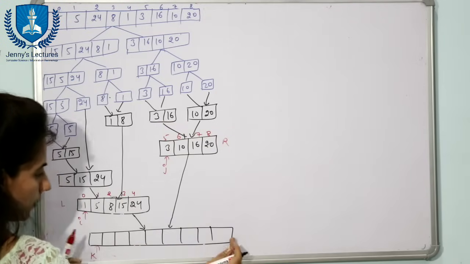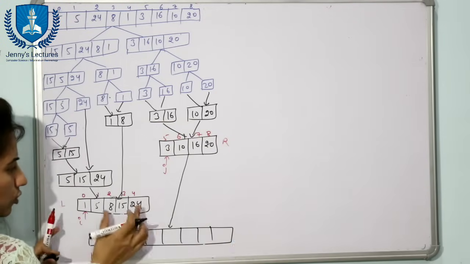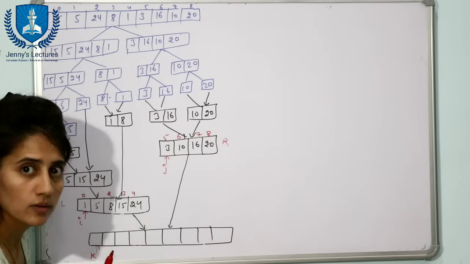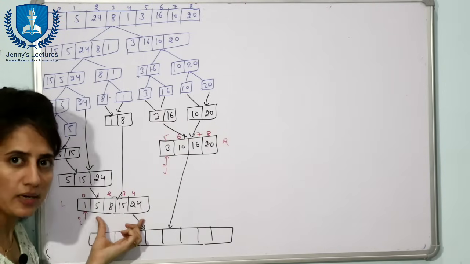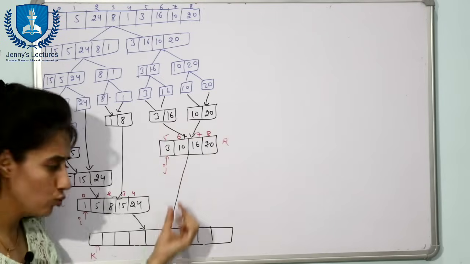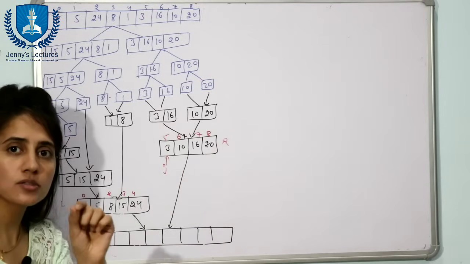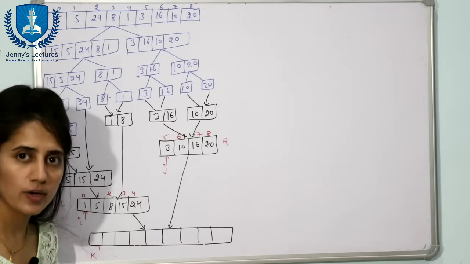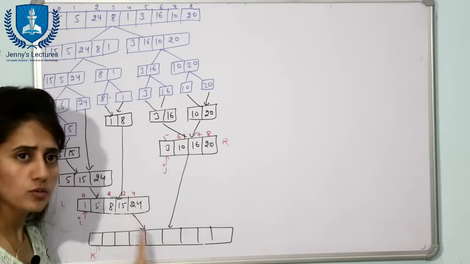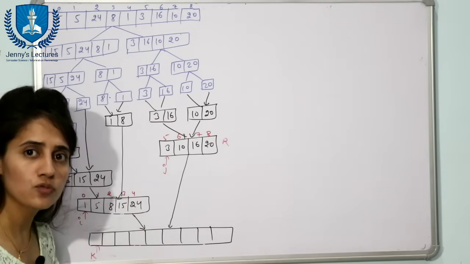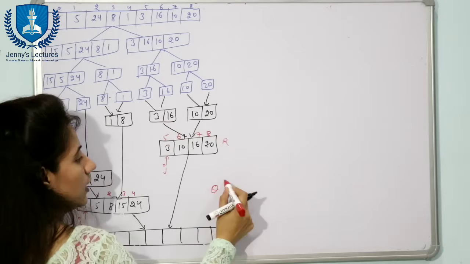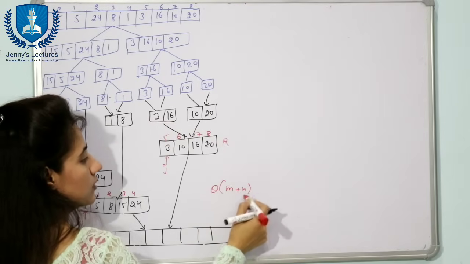Fine. And how many elements would be there in this sublist? Total of this and this one. Let us suppose here we are having m elements, here we are having n elements. So total would be what? M plus n elements. Fine. So this merging function, the time complexity for this merging function would be what? Theta m plus n.